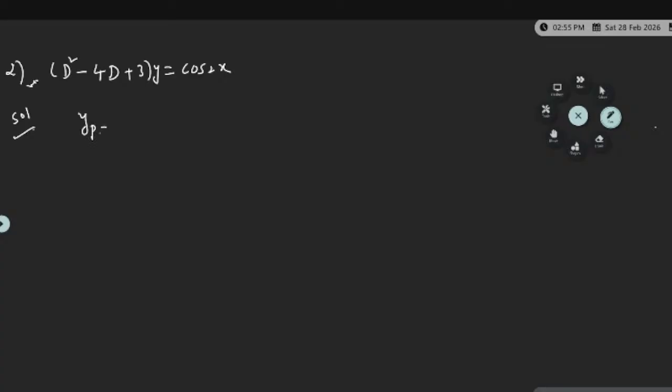Now yp equal to 1 by d square minus 4d plus 3 into cos 2x. Substitute d square, minus 4.